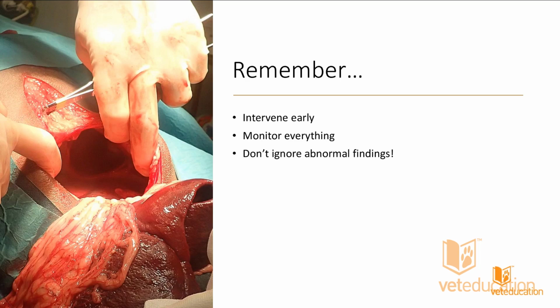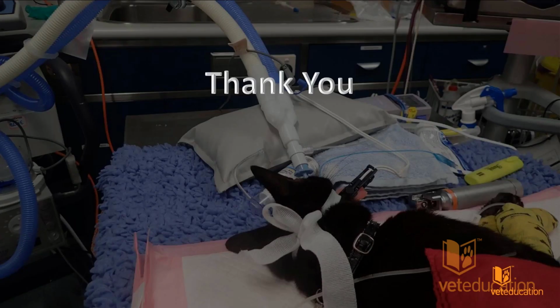Intervene early. If the patient's not breathing, breathe for them. If the patient's hypotensive, then give them fluids, give them vasopressors, monitor as much as you can in your setting, and don't ignore abnormal findings. Okay, if something's abnormal, chase that abnormal finding. It could be the patient's got a pneumothorax, they've had a bleed, they're hypothermic. Chase whatever is abnormal in your patient.